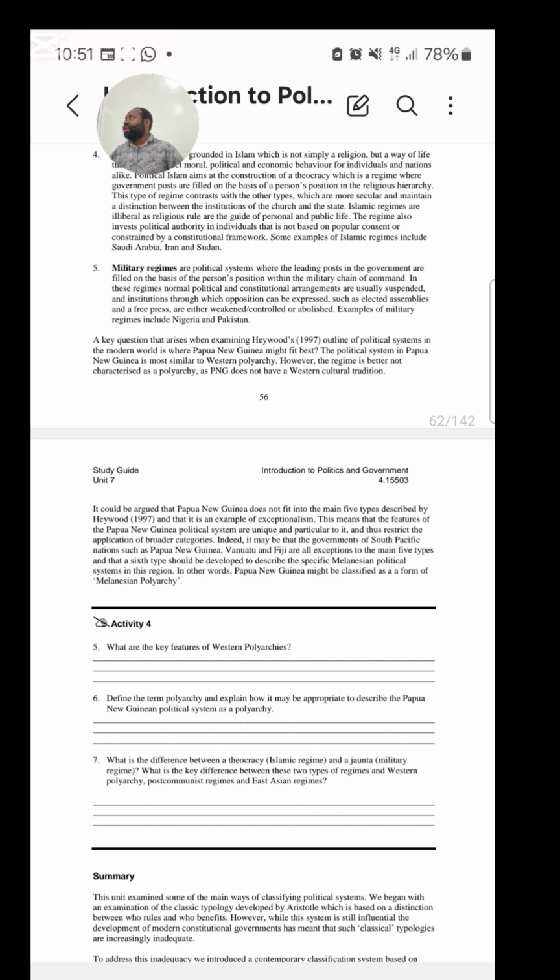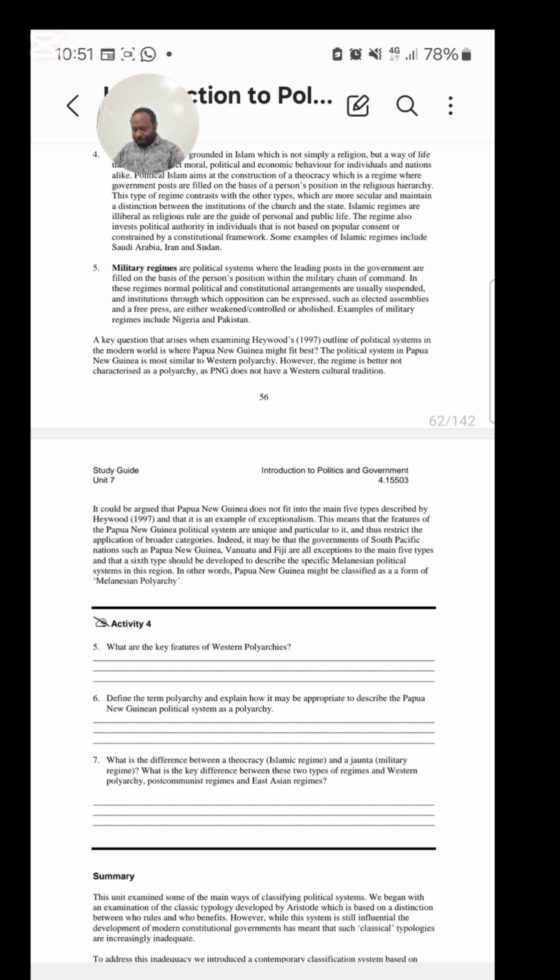Example, Fiji was one time under a military regime, under former commander Bainimarama, I believe. Okay. And what is this country in Africa? Burkina Faso under Traoré. It's something like that. This is an example of a country under the military regime, or that type of system, okay?